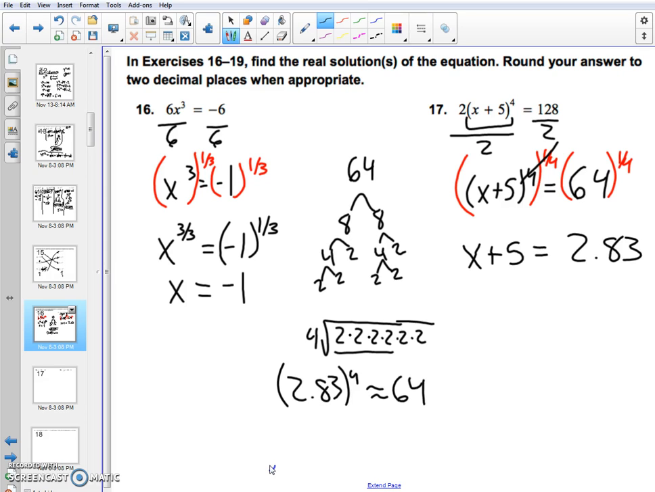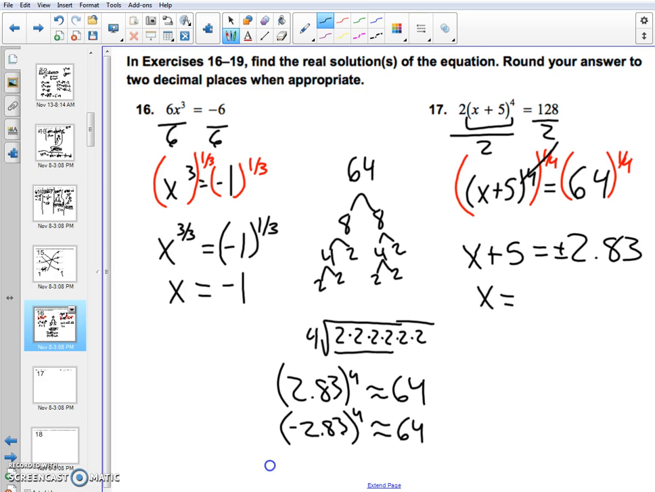But what I want to think about, and this came up when we were solving square roots also, 2.83, if I make that negative and raise it to the fourth power, since when I multiply a negative by itself 4 times, it's still going to be a positive 64. So this happens when I have those even roots that I'm looking at. I end up with a plus or minus out in front.